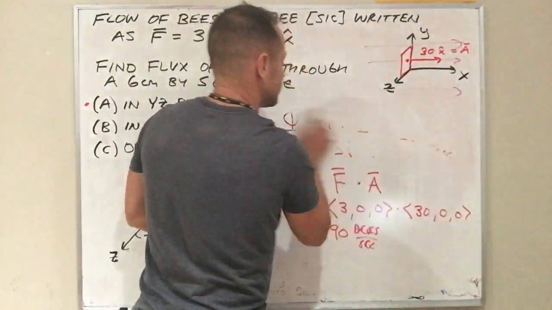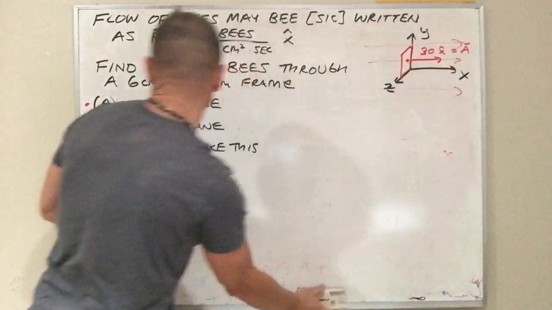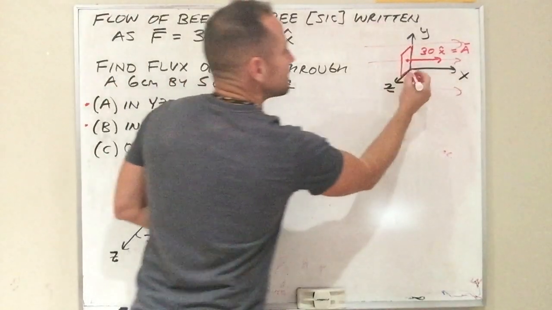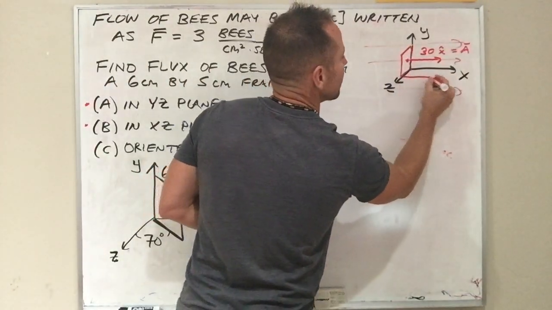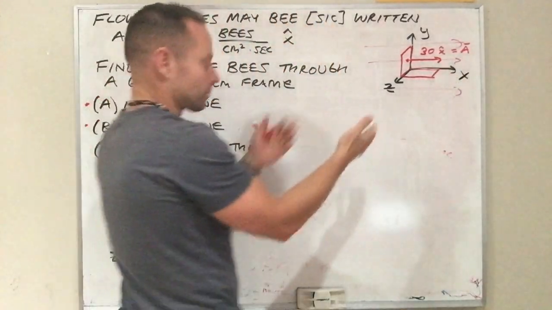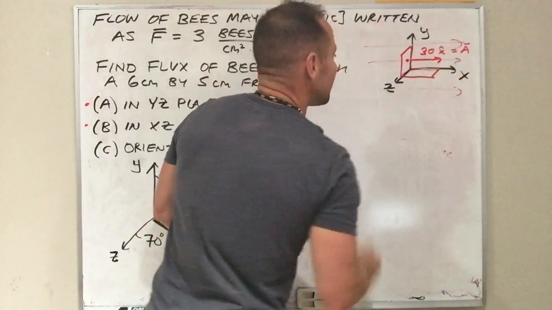Let's do the next part, which I think you can see what it's going to be already, but just to quickly talk it through. It says in the XZ plane for part B. What that would mean is putting the picture frame down here like this. And you can tell that you're not going to catch any bees. That's the worst way to hold the thing if your goal is to try to catch these things.